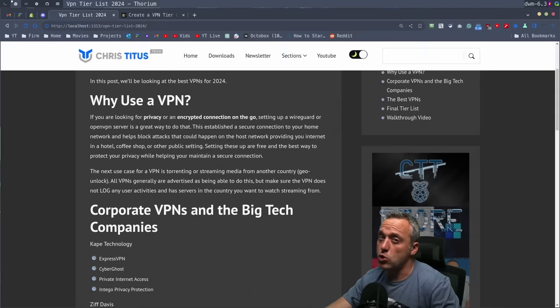And a lot of VPNs are sold that way. So if you're not buying it for privacy and security, what are you buying a VPN for? And that's simply torrenting, downloading piracy, and geo-unlocking.